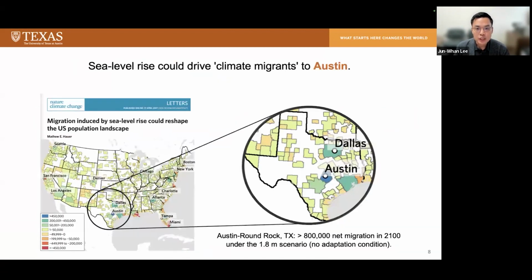And these coastal challenges are not just limited to coastal counties in Texas. This figure shows the change in population distribution as sea level rises. And the blue color is the area where more people are expected to migrate. So if you look at the right figure, rising sea levels could drive more than 800,000 climate migrants to Austin by year 2100, which could be a problem if Austin doesn't prepare how to accommodate those waves of coastal migrants.